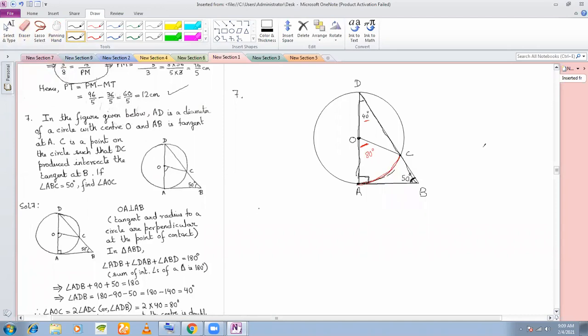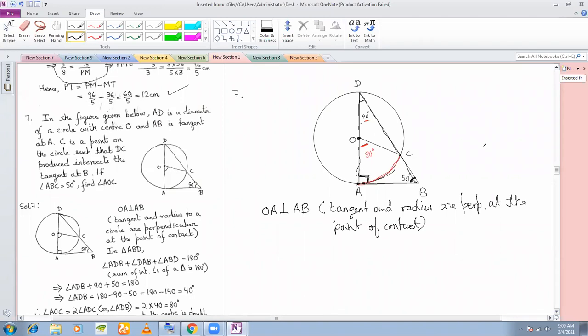We first say OA is perpendicular to AB. Reason is tangent and radius are perpendicular at the point of contact. Okay, so we have got this angle to be 90 degrees.